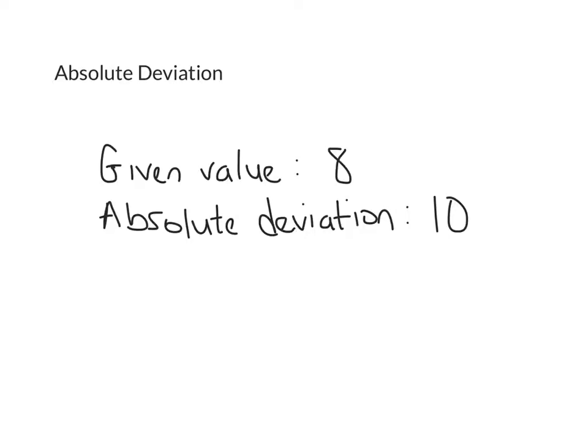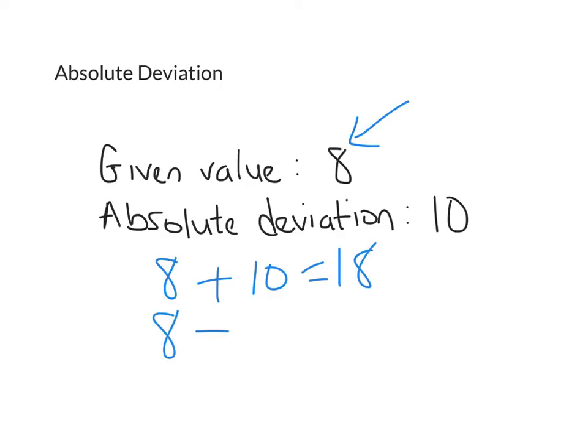Last part here, and this is really the easiest thing here. If you have a given value, we're going to talk about absolute deviation. That just means how far away something is from a number. If we have a given value of 8 and the absolute deviation is 10, that means it could be either 8 plus 10, which is equal to 18, or it could be 8 minus 10, which is equal to negative 2. Those are the two possible values for the absolute deviation.